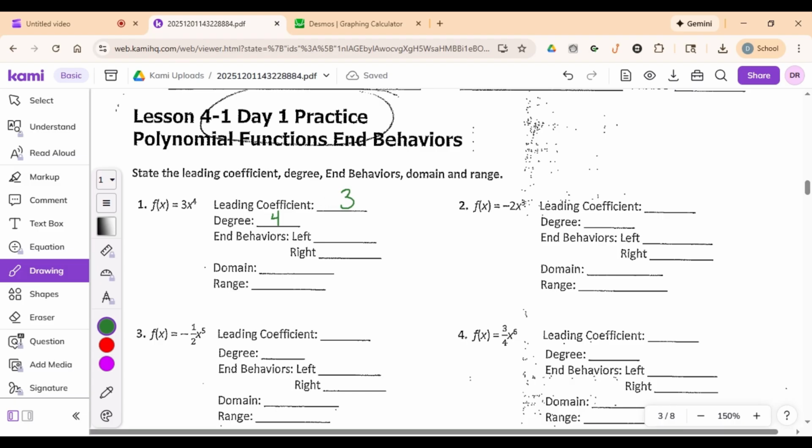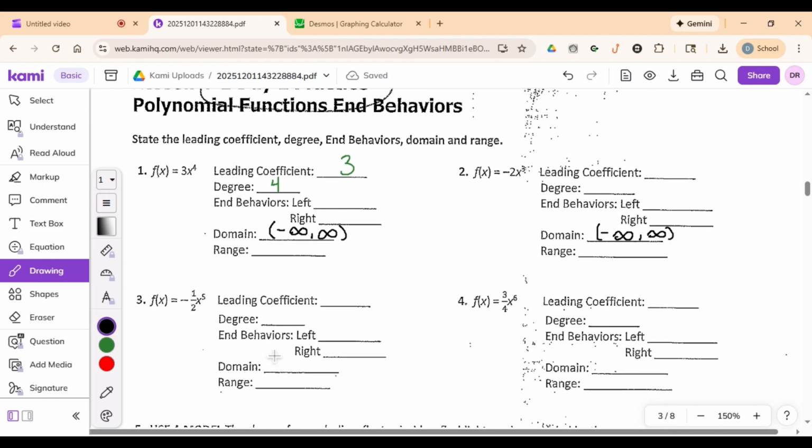You can graph these if you need to. For some of these things, I'm going to help you out. For all of your graphs today, every single one, the domain is going to be negative infinity to positive infinity. That is not going to change for us until next semester. So for every single graph today, go ahead and put negative infinity to positive infinity.